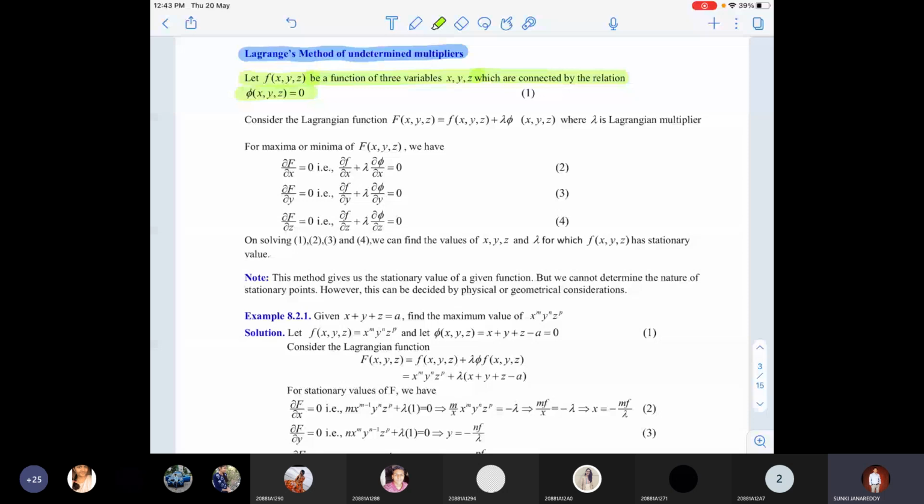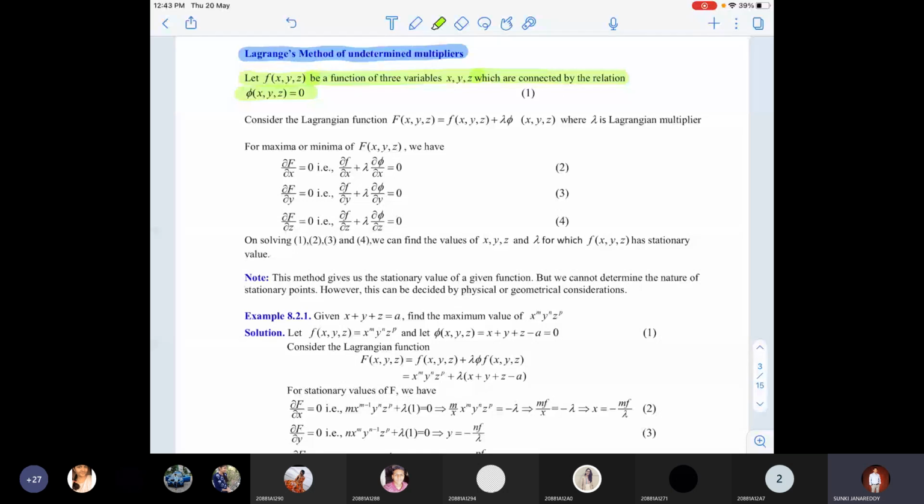For example, if the relation is provided for maximum value, then we find the maximum value of the function. If it is provided for minimum value, then we find the minimum value of the function. That is, either the minimum or maximum value depends on the provided relation. That you should know.